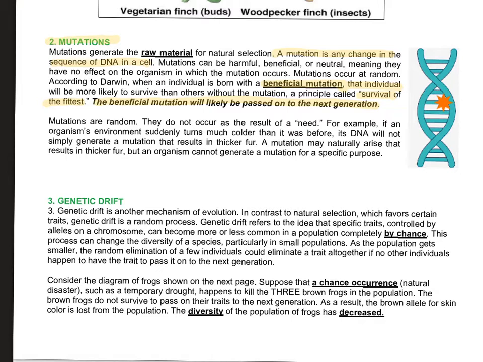Okay? And in terms of species diversity, a mutation can increase it, it can have no effect on species diversity, or it could decrease it, just depending. So mutations are very weird with species diversity. In that spot, you can put increase, decrease, or neutral.